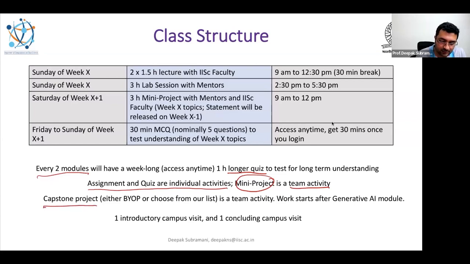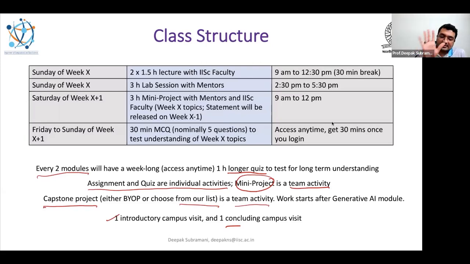And finally, there's a capstone project that you can bring. BYOP is bring your own project, or you can choose from a list that we will provide. So we'll say, okay, we'll solve this problem using this data set. That is also a team activity. The work for this typically starts after the generative AI module. And there's one introductory campus visit and one final concluding campus visit. These are optional sessions. So if you are in the country and you can make it, please do come. For our other programs, we have had people travel from abroad also for this. The immersive experience in the campus is very good.